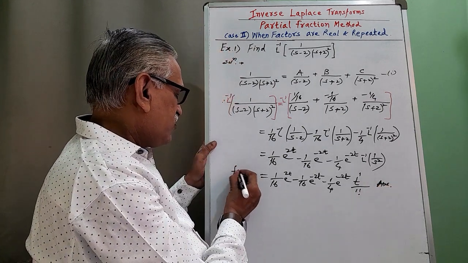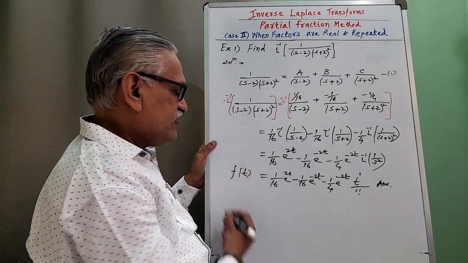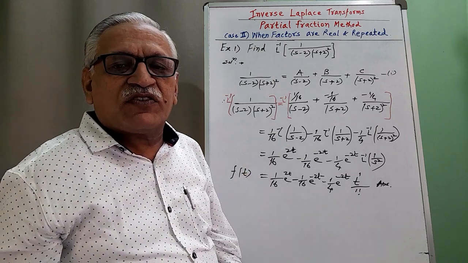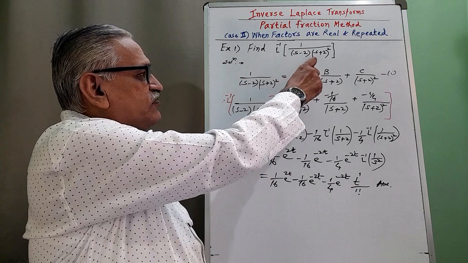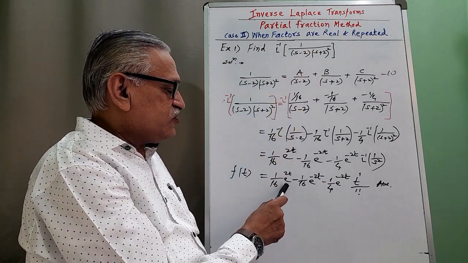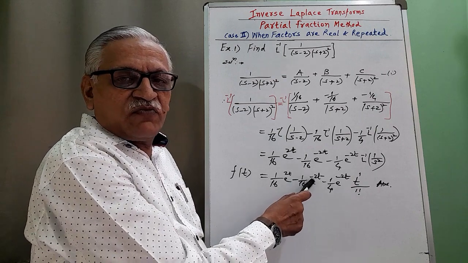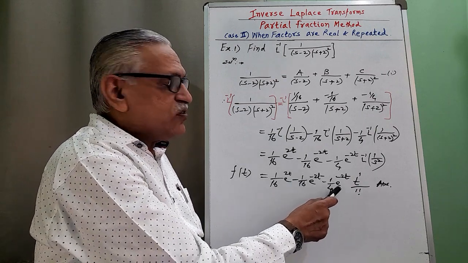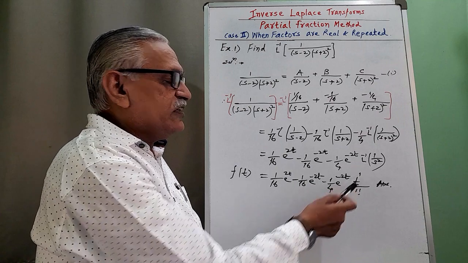And the inverse of the left hand side is f of t, therefore f of t is nothing but the inverse Laplace of this given function, which is 1 by 16 e raised to 2t minus 1 by 16 e raised to minus 2t minus 1 by 4 e raised to minus 2t into t.